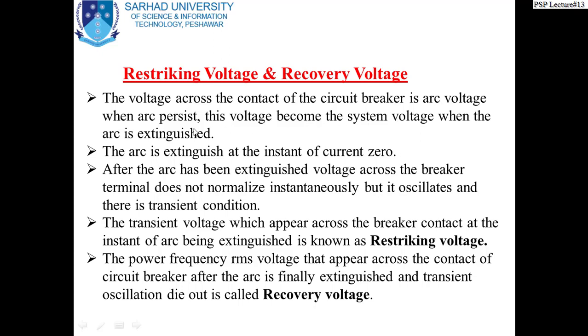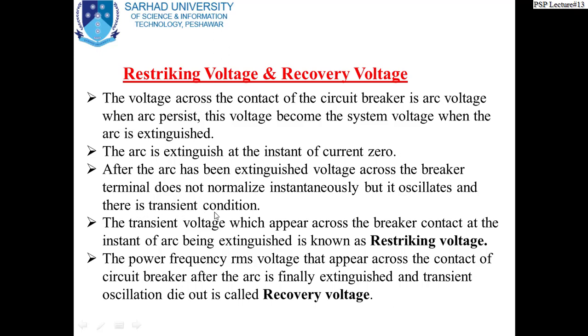Now the second point, we explain this point: the arc is extinguished at the instant of current zero, because on the basis of that current zero interruption, we extinguish the arc at current zero. After the arc has been extinguished, the voltage across the breaker terminal does not normalize instantly, because it will go through oscillation, and there is a transient condition.